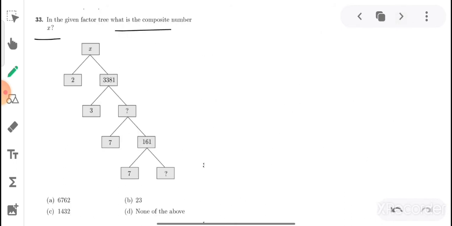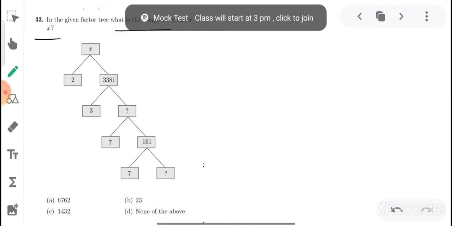This is a homework question. Please try it and give the answer in the comment section.